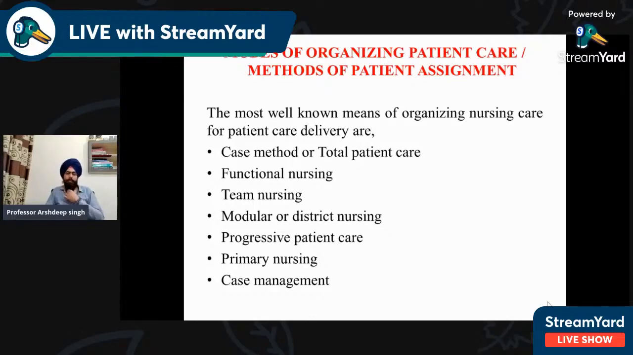First includes the case method of the total patient care. Second is the functional nursing. Third one is the team nursing. Fourth one is the modular or district nursing. Next is the progressive patient care. Next is the primary nursing, and the last one is the case management. So these are the 7 methods or the modes of organizing patient care. Depending on the category of the patient, we choose one of the methods from these 7, so as to provide effective care.